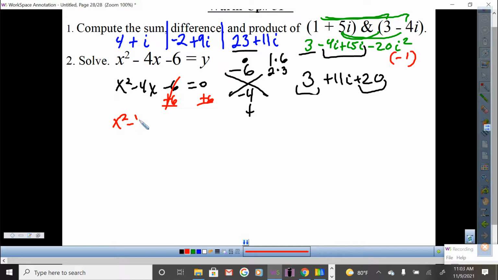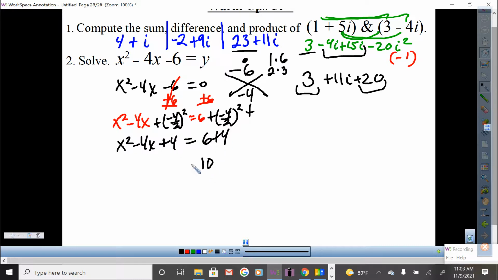I end up with x squared minus 4x, empty space, equals 6. How do I complete the square right here, guys? So we add negative 4 over 2 squared, and we do that to each side. So this is x squared minus 4x plus 4 equals 6 plus 4. What is 6 plus 4? That's 10. Next, I need to factor. Carlos, what is the shortcut to factor this one if I completed the square? Square root of the first, square root of the last, sign of the middle, and write it squared. Yes.